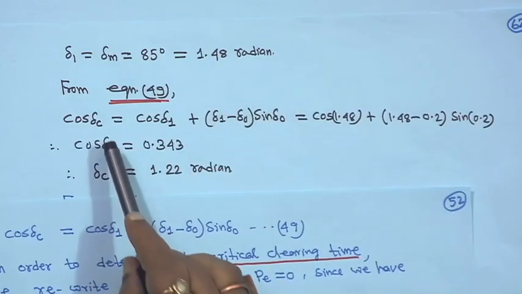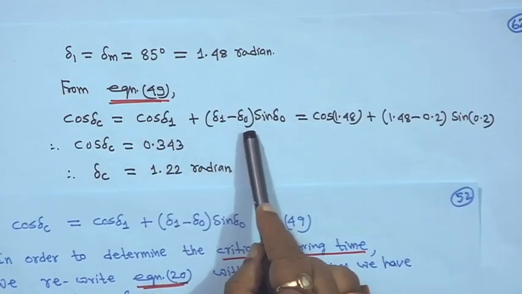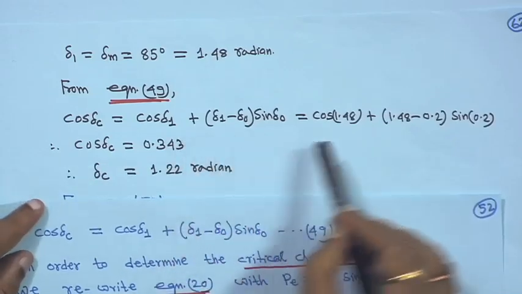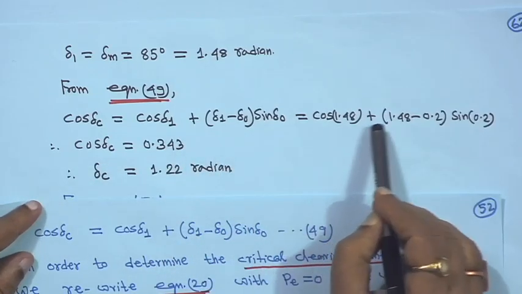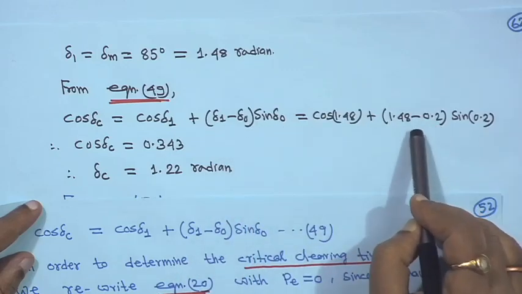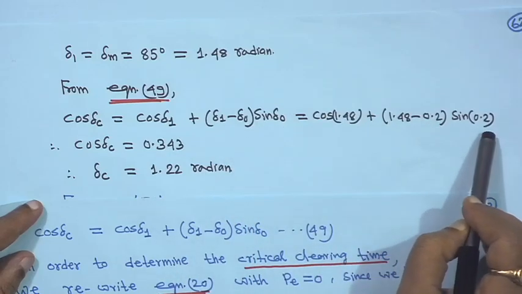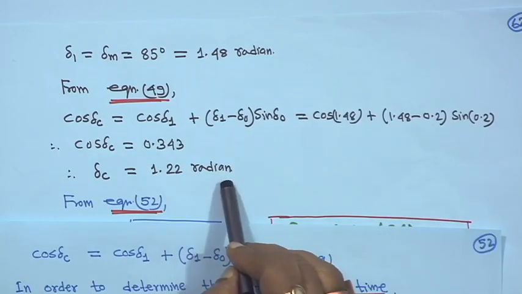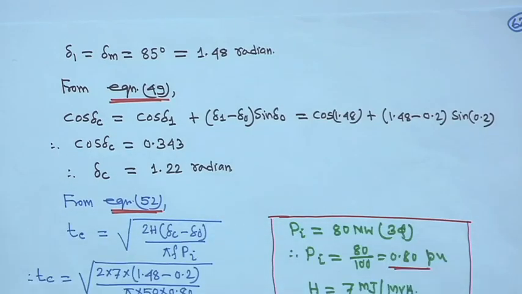That means, you can write cosine delta c is equal to the same formula I am rewriting here, with everything put in radian. So, it is cosine 1.48 in bracket, delta 1 minus delta 0, this is also radian, 1.48 minus 0.2, then sine 0.2, these are all radian. That means, delta c you will get 1.22 radian, that is your delta c.